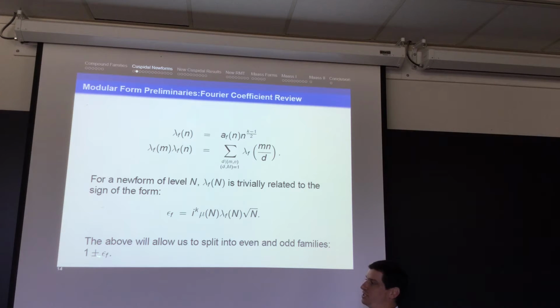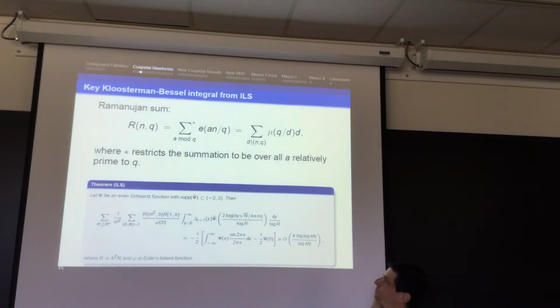What this allows you to do is split by even and odd forms very nicely. Look at 1 plus or minus epsilon f. If epsilon f is 1, you get 2. If epsilon f is minus 1, you get 0. So this gives you a double count for all the even forms. If you looked at 1 minus epsilon f, it double counts all the odd forms and doesn't count the even forms. All right, so then just divide by 2. So it allows you to look at a related sum, and it will also involve the Fourier coefficients, and that will get you a split over evens and odds.